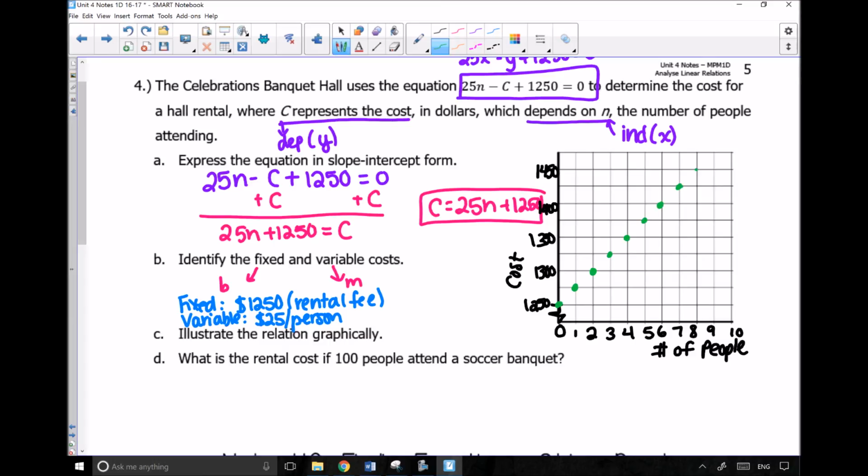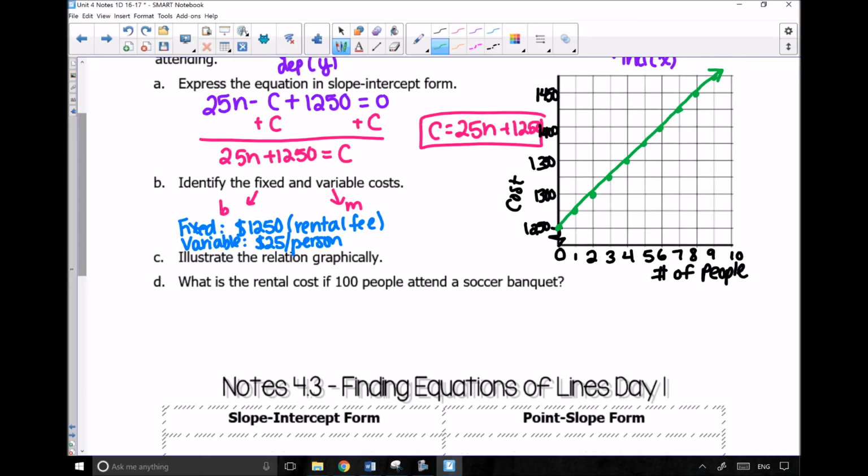Okay, so here's what my graph will look like. And I'm going to put an arrow because I could increase the number of people, but I'm not going to put an arrow on this side because I won't have negative people. Okay, and then it says, what is the rental cost if 100 people attend a soccer banquet? So I'm going to use this equation that we wrote right here. So C equals 25n plus 1250.